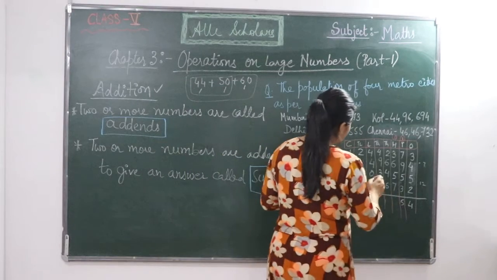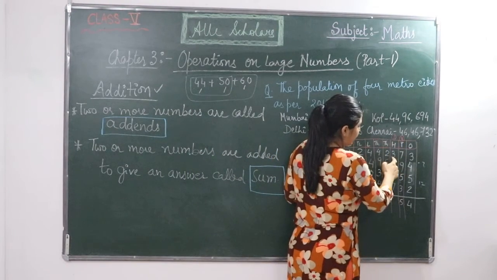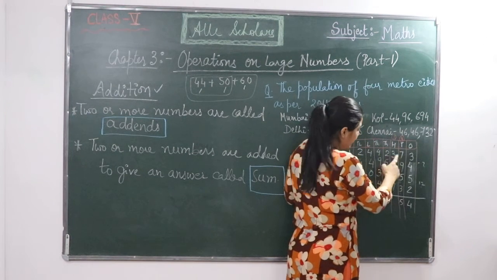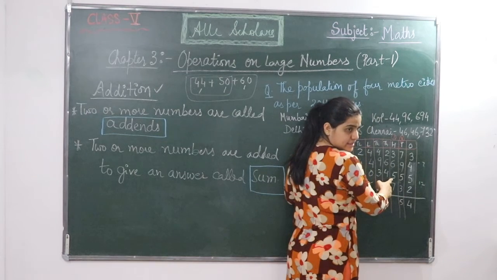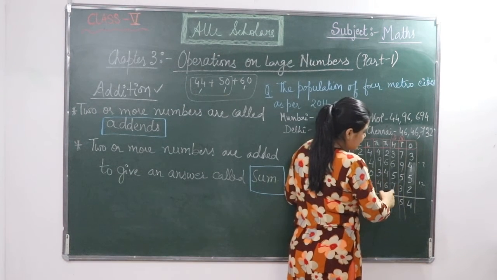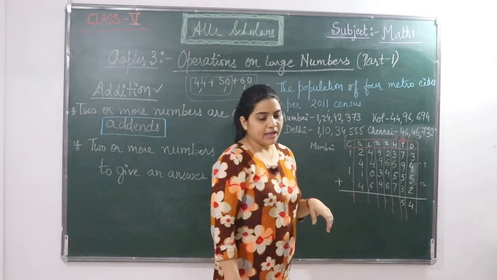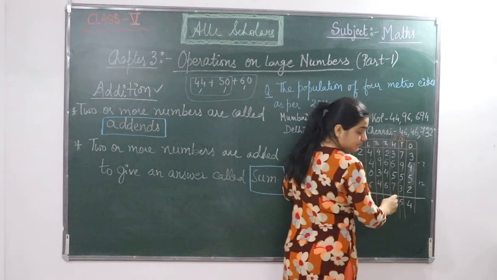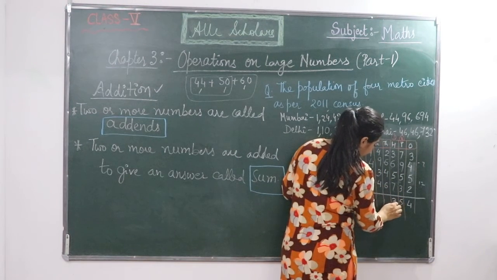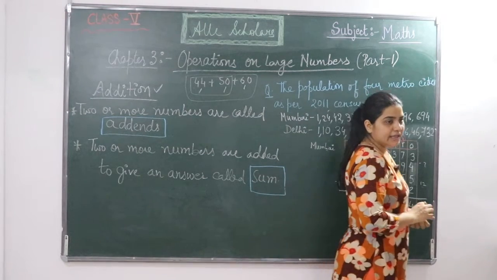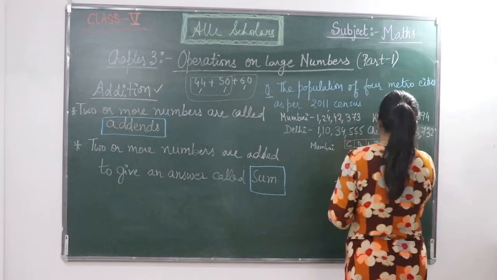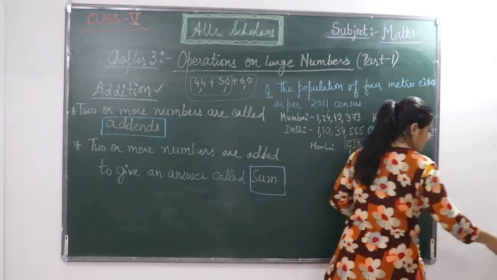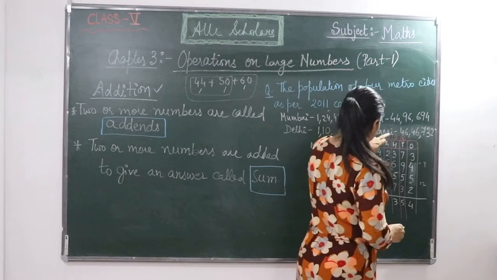So next, 2 is here, 3. 3 to 5. 5, 6, 11. 11, 5, 16. Then 16 and 7 will give you what? 23. So 3 will come here, and 2 will again go as a carry.